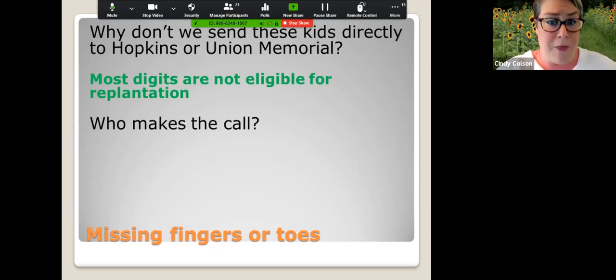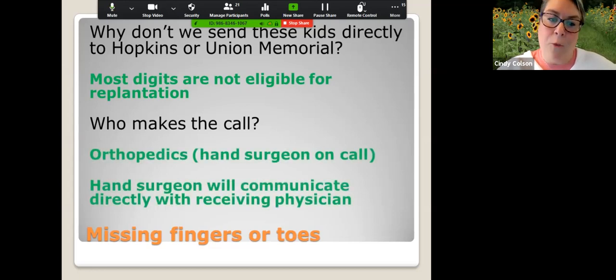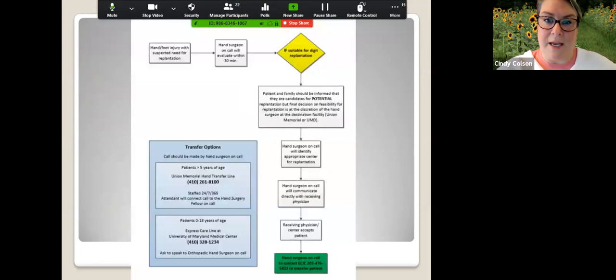In the past year, I think we actually had two that were, but that is the exception, not the rule. And the person that makes that call would be orthopedics. So whoever is the hand surgeon on call, if it's a hand, obviously, not like a foot, the hand surgeon on call will communicate directly with the receiving physician. That is just the way that we have that set up.